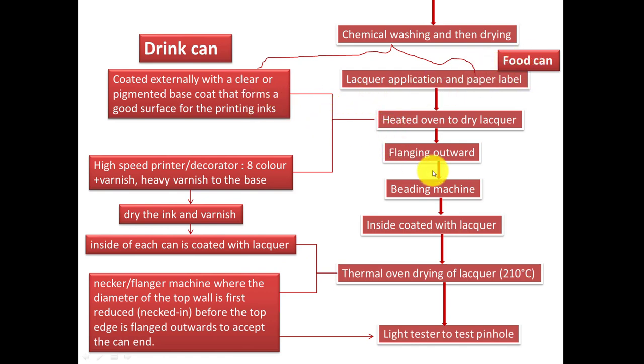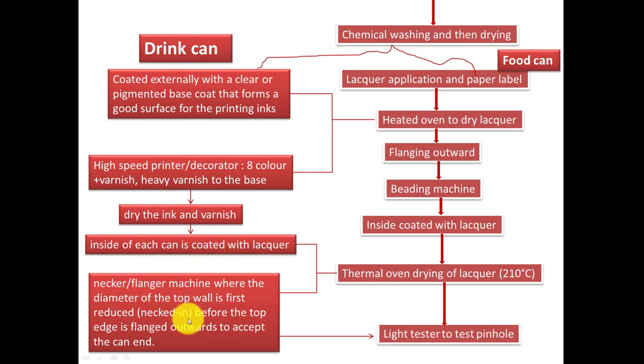And after this, the difference between drink can and food cans is the wall irons. The main difference is that in case of food cans we have to produce some beads, and we pass it to the beading machine, but in case of drink can there is no need of beading, so we are bypassing this method. So what I was saying, the inside of each can is coated with lacquer and dried, and then it goes to the necker flanger machines, where the diameter of the top wall is first reduced, necked in, before the top edge is flanged outward to accept the can end. So after this, the necking and flanging is done.